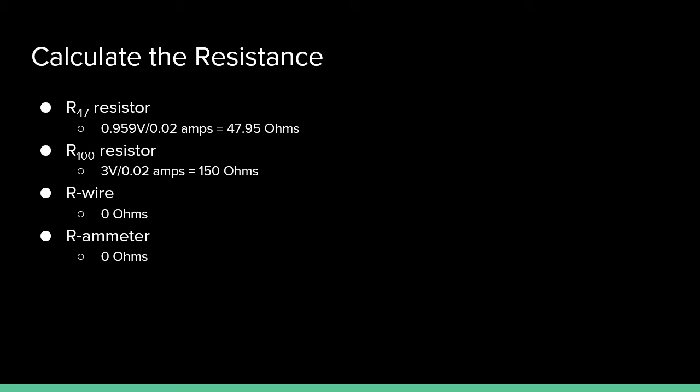So now calculating the resistance at certain points. So at the R47 resistor, it's equal to 47.95, and at the R100 resistor, I got that it's equal to 150 ohms, and at R wire and R ammeter, these are both 0 ohms.